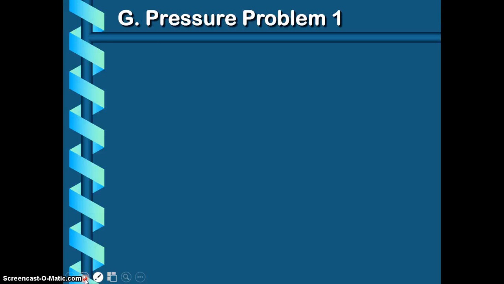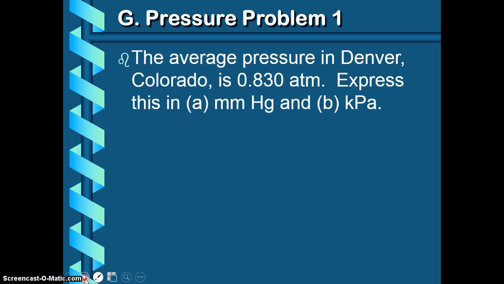We're going to do a few problems. These are super simple problems just to get you back into the habit of doing conversion factors. So we'll go through them real quick. The average pressure in Denver, Colorado is 0.830 atmospheres, and it wants us to express this in millimeters of mercury and in kilopascals. So you're going to set that up with a conversion factor.